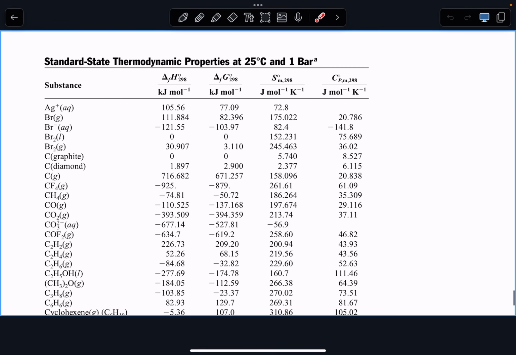Here we go. Right, so in our appendix table, this is the standard state thermodynamic table at 25 degrees Celsius, but our equilibrium is established at 4,000 degrees Celsius. So we cannot directly use the thermodynamic table to solve for delta G of the reaction. It doesn't work because the thermodynamic table is not at 4,000 K.